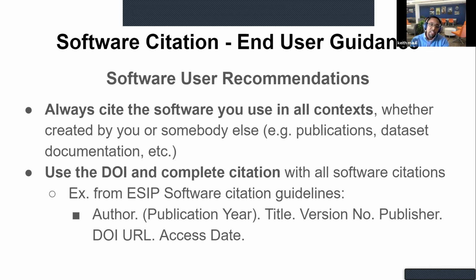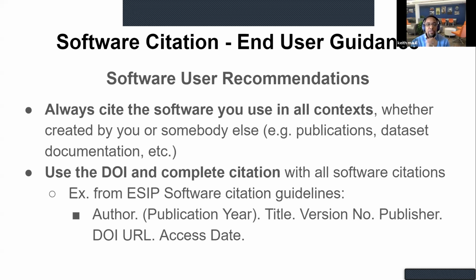So for example, the ESIP software guideline suggests that you minimally include an author, the publication, your title, version, publisher, the DOI, and the access date, right? So that would be sort of the minimal thing that we could do to make sure that the community knows we're serious. Please use the DOI. Of course, the DOI is very important because we can automatically extract DOIs and do interesting things if we need to. A full citation would, of course, be the best because it gives the entire context for the work.